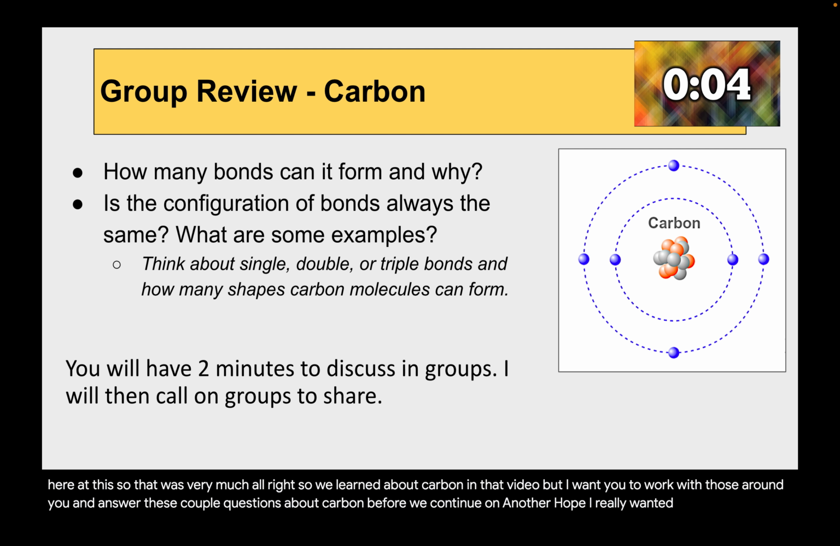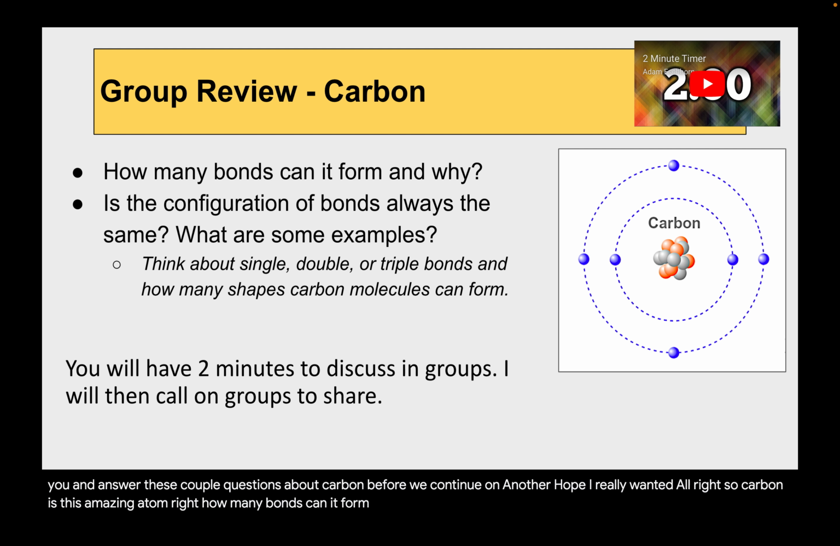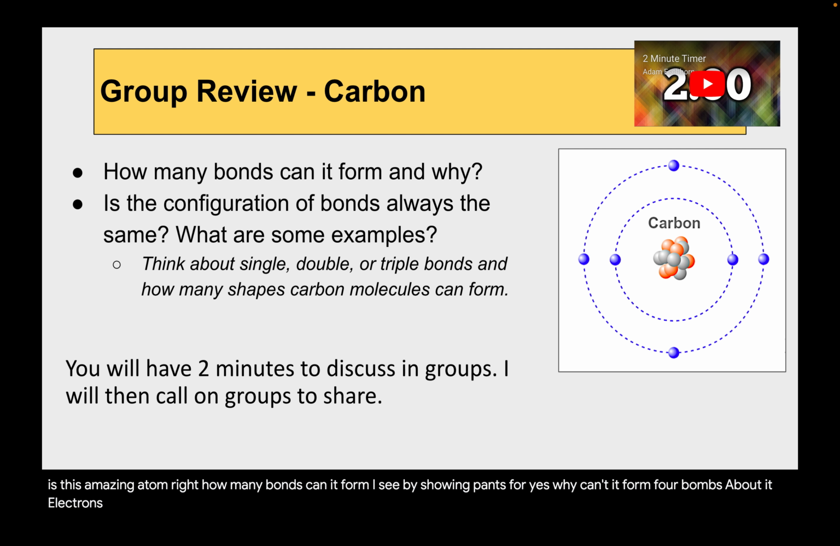All right, so carbon is this amazing atom, right? How many bonds can it form? I see by show of hands, 4, yes. Why can it form 4 bonds? What about it makes it able to form 4 covalent bonds? It has 4 valence electrons, yes. So to fill out that outer shell, it needs to make 4 bonds or share 4 more electrons.